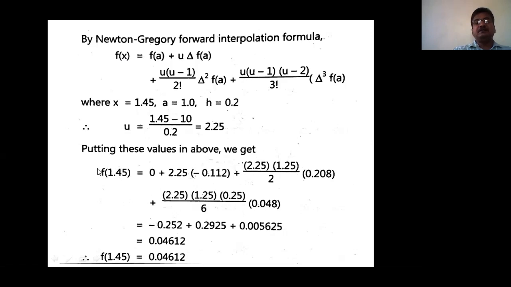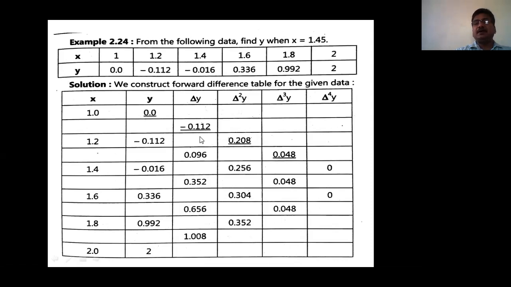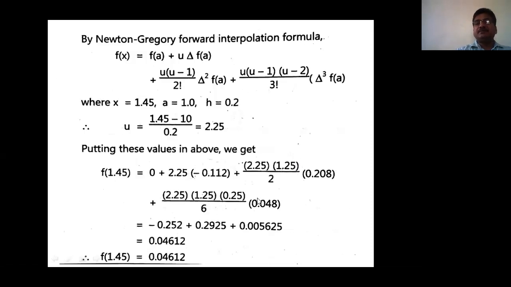That is, you have to find the value of f at 1.45. So x is 1.45. Then f of a from the table is 0. Then the value of u is 2.25. Then delta f of a. If you observe the table, this value is delta f of a, this value is delta square f of a, this value is delta cube f of a. So substitute all these values, that is the value of u and delta f of a, delta square f of a, delta cube f of a, and add and subtract all these numbers by using a calculator.